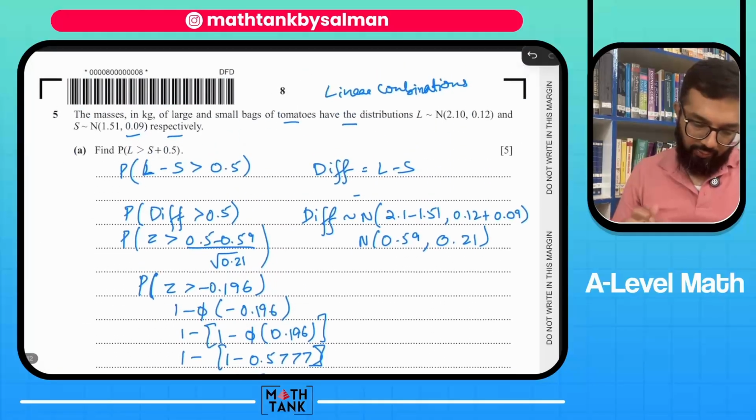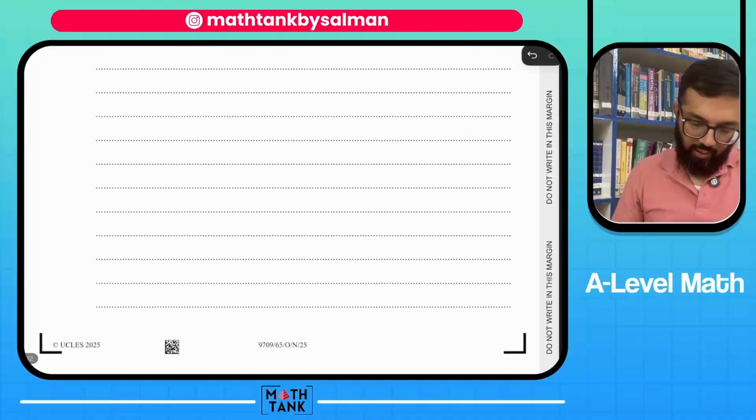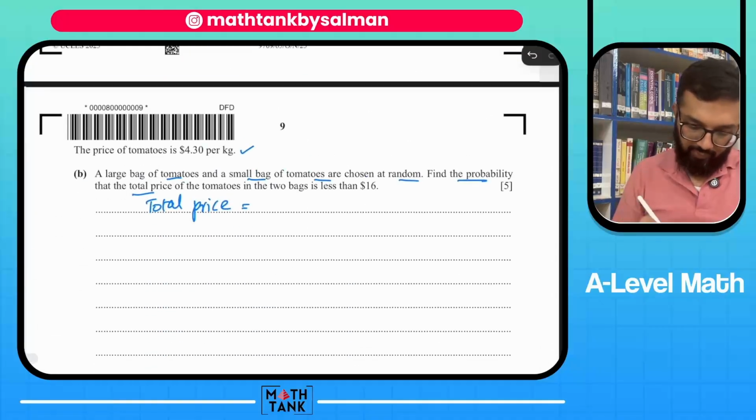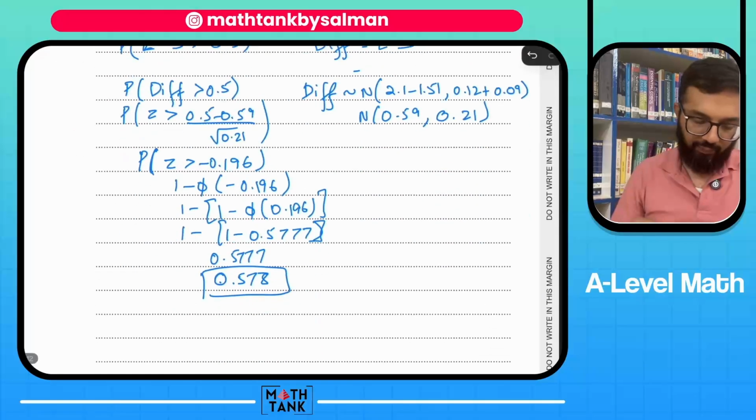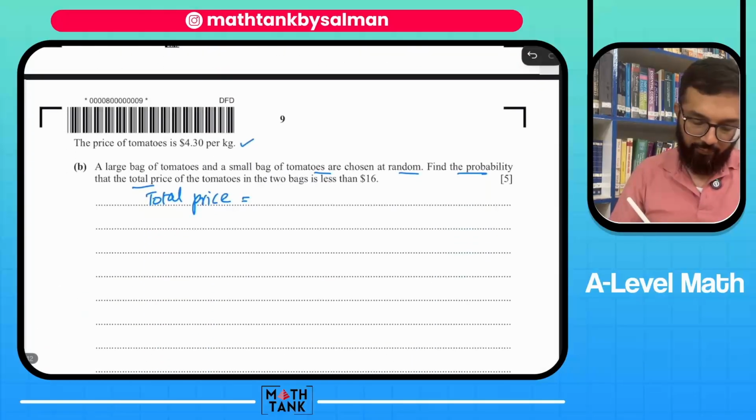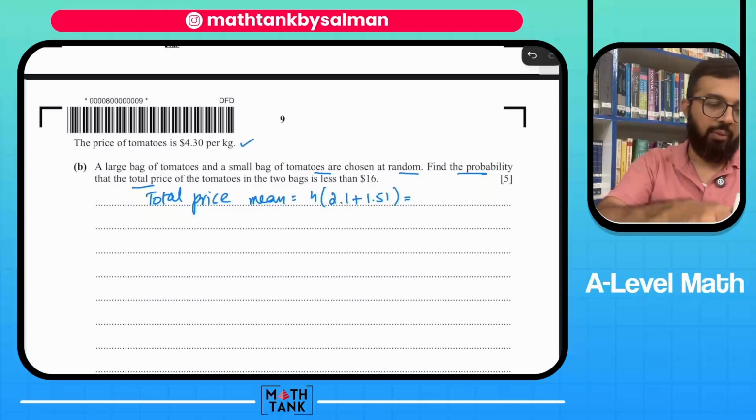Okay, so how many kgs do I have in total? It says a large bag and a small bag. So what is the mean total? It's going to be 2.1 plus 1.51. So I'm going to multiply 4 into 2.1 plus 1.51. Okay, so that's going to give me the price, the mean price.